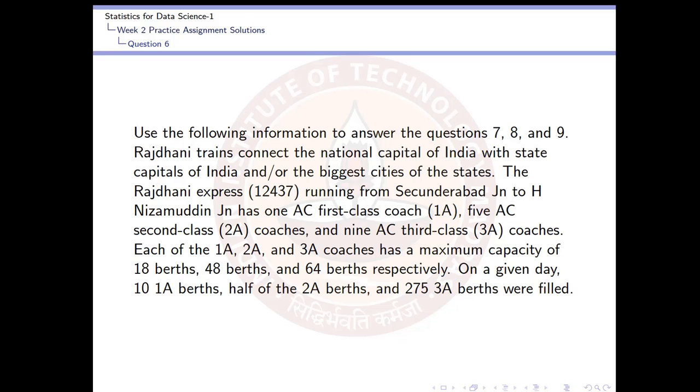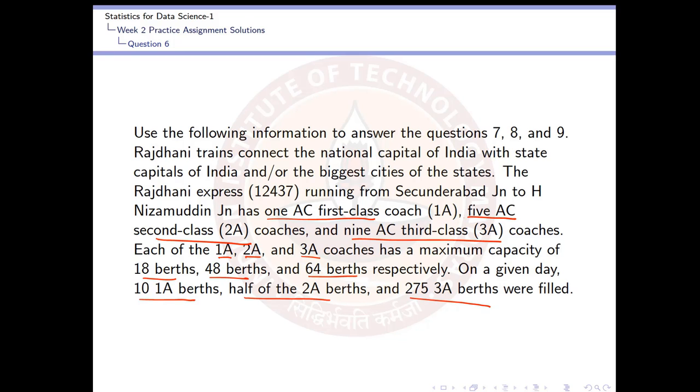Rajdhani trains connect the national capital of India with the state capitals or the biggest cities of states. The Rajdhani Express, running from Sikandarabad Junction to Hazrat Nizamuddin, has one AC first class coach, 5 AC second class coaches, and 9 third AC class coaches. Each first class, second class, and third class coach has a maximum capacity of 18 berths, 48 berths, and 64 berths respectively. On a given day, 10 first class berths, half of the second AC berths, and 275 third AC berths were filled.